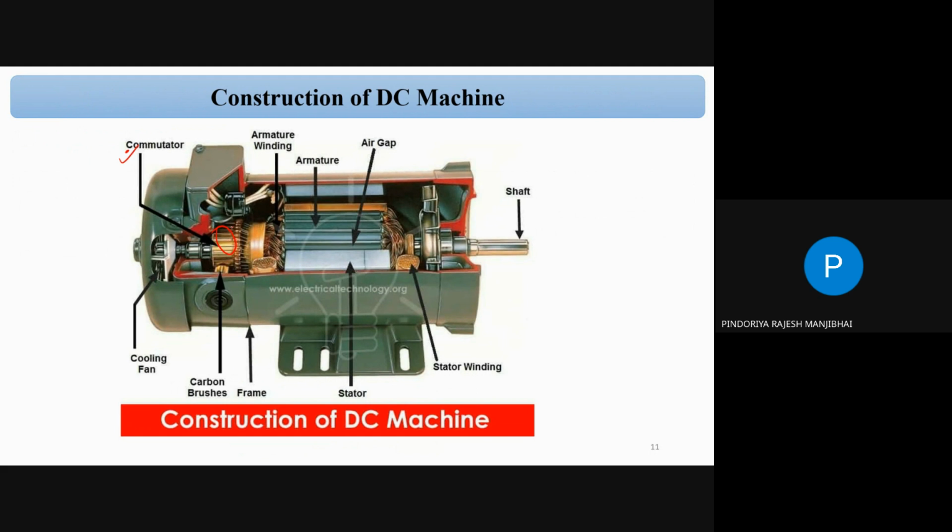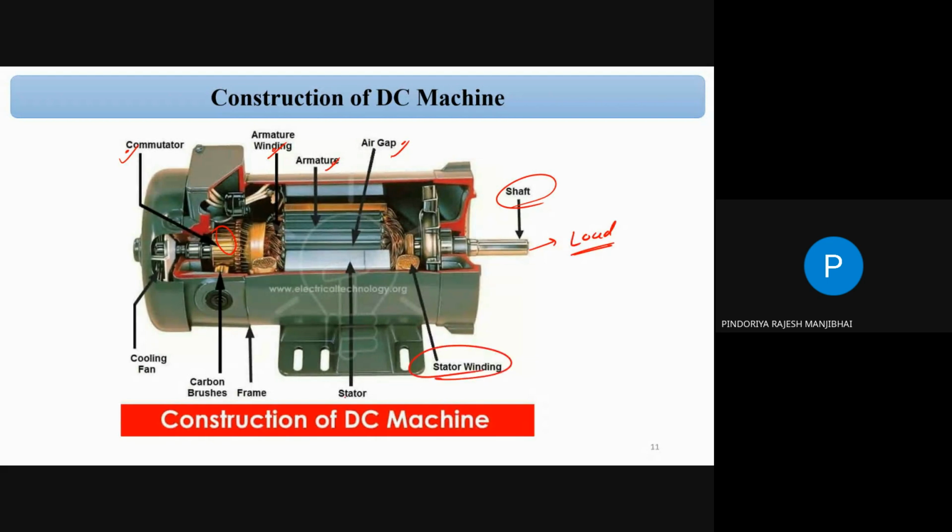But we cannot say minimum 2 commutators, because the commutator is made of segments. So the minimum number of segments is 2, and the maximum depends on the size of the motor. Then there are the armature winding, armature, air gap, and shaft. Any type of load can be connected here through the shaft.